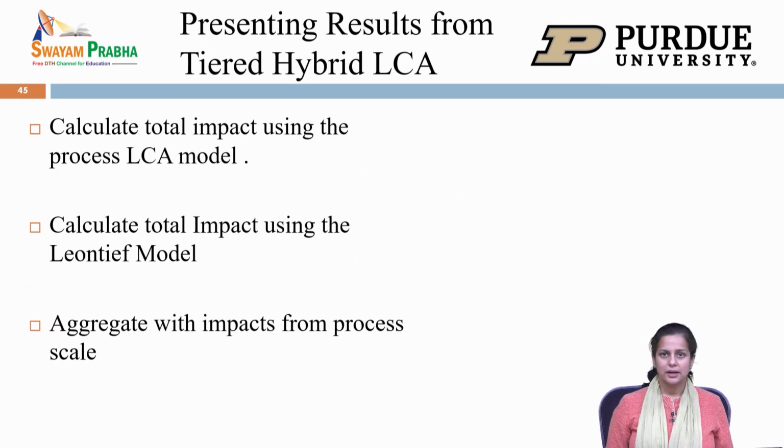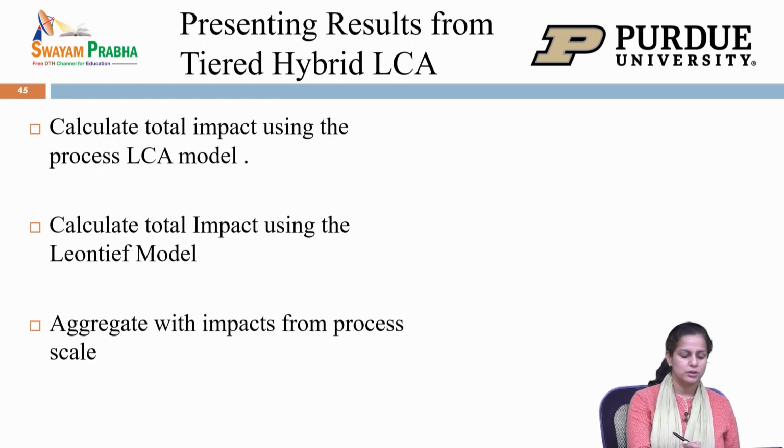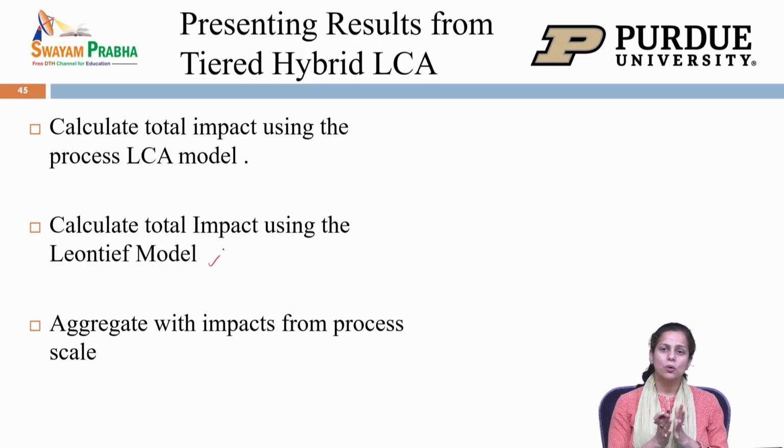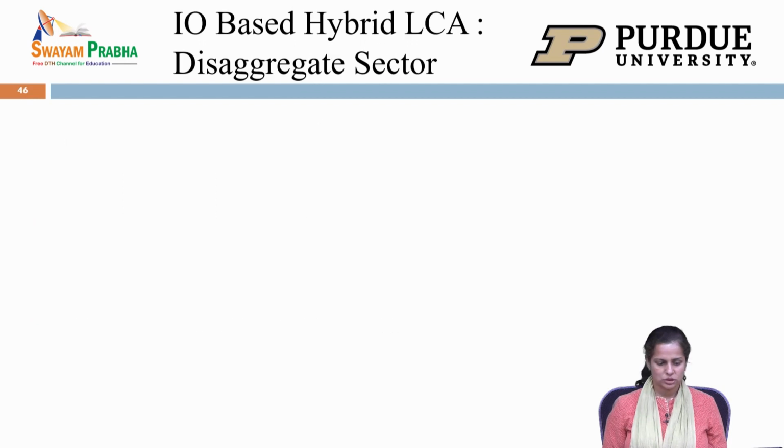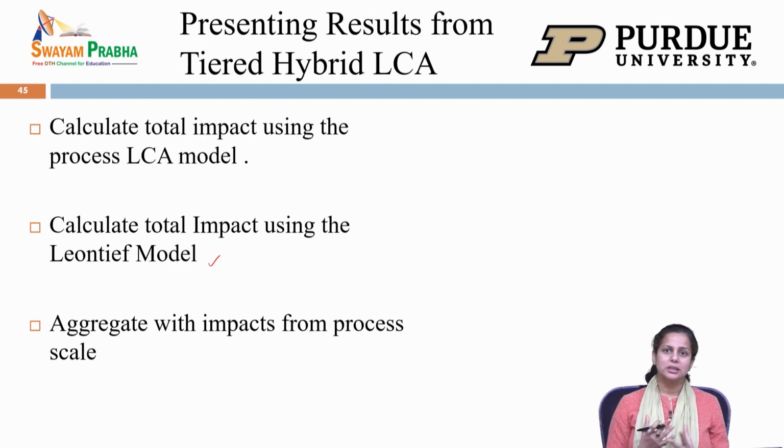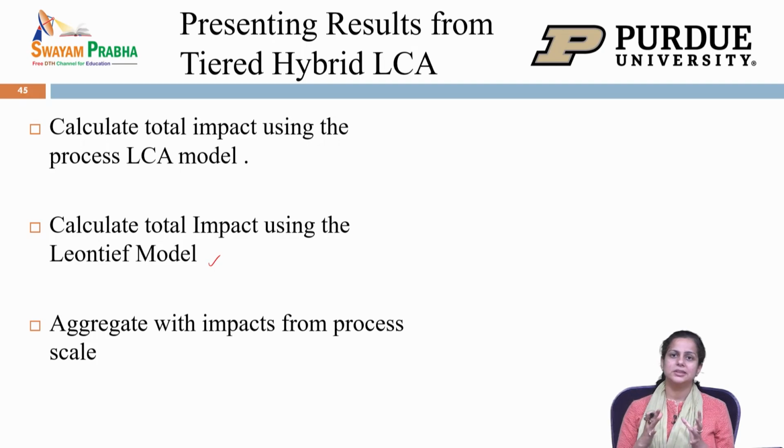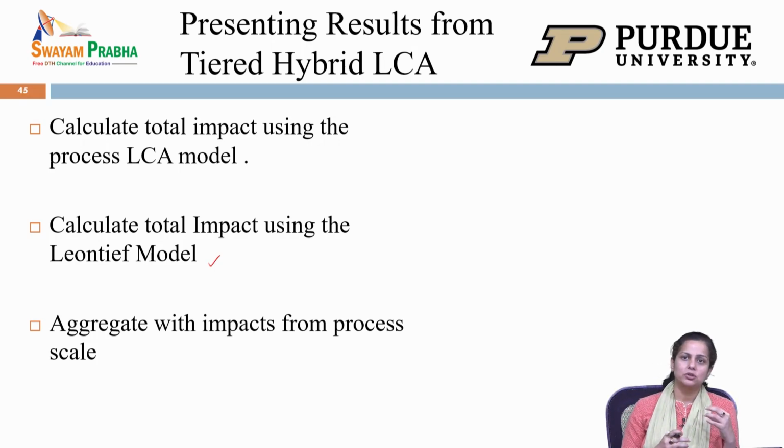Once they had all the information, they calculated total impact using the process LCA, they calculated total impact using the Leontief model. The whole work was in the setting of the Leontief model, which was not very difficult when they had all the input and they mapped to the sector in the economy, and then they aggregated with impacts from process scale. So, that is how a tiered hybrid LCA is done, and hopefully this example of the vehicle fuel tank based on plastics and steel and how they mapped each of the processes upstream to the economy inputs from the economy would clarify how you can set up a hybrid LCA.